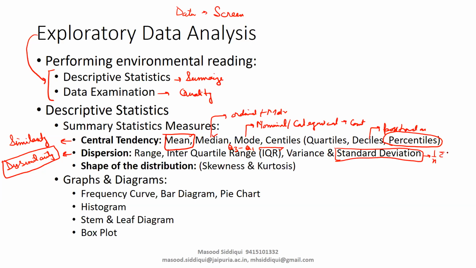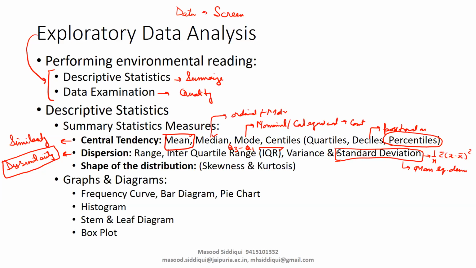Variance is simply the square of the standard deviation, which is simply the average square deviation from the mean. So the broad formula is this much. As we know, this x minus x bar is the deviation from the mean. Square means this is the square deviation. And if we divide it by n, it simply means average or mean square deviation. Right?